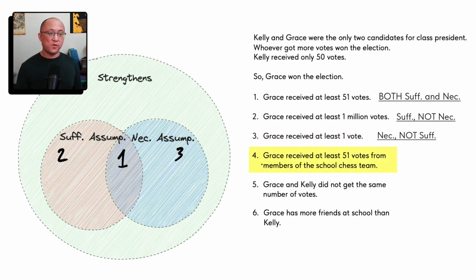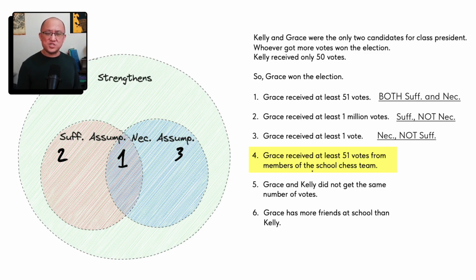What about number 4? Grace received at least 51 votes from members of the school chess team. Well, if that were true, then that means she got 51, which is more than 50, so number 4 is a sufficient assumption. Is it necessary that she received at least 51 from members of the school chess team? What if that were not true? That would still mean she could get 51 votes from members of other teams.